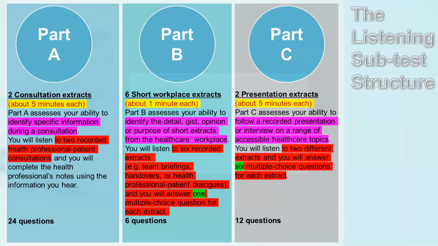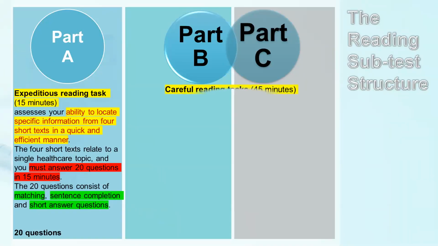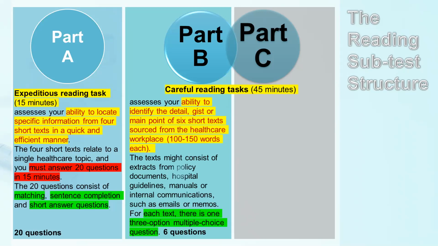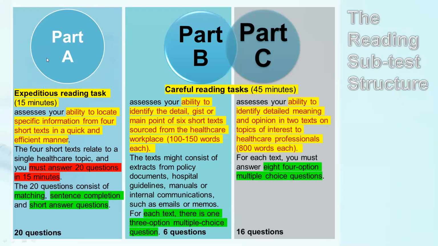The structure of the reading subtest also has 3 parts, but the difference is that Part A is set in a different setting. You will start with Part A, and after that, they will collect the answer booklet. And after that, you will proceed to the next 2 parts, Part B and C together. While in the listening, you'll take all the 3 parts in one sitting. So this is the difference between listening and reading.